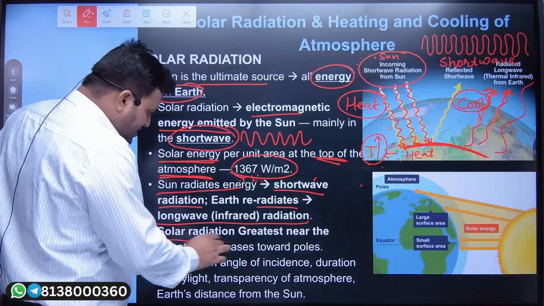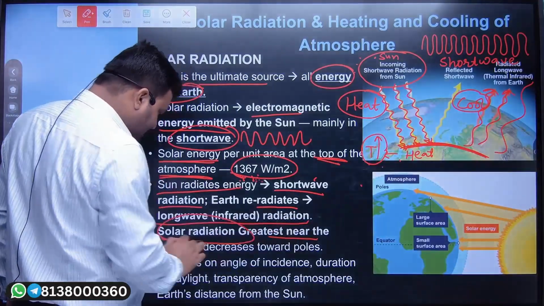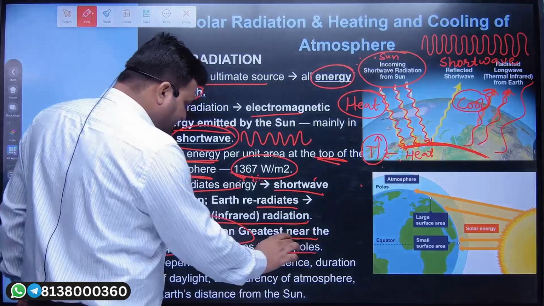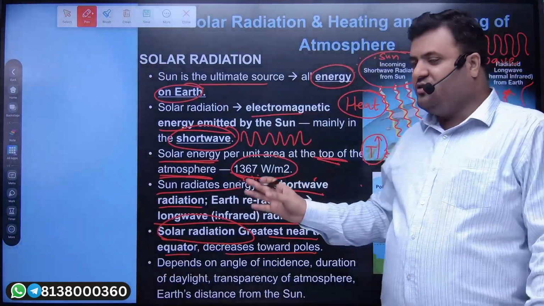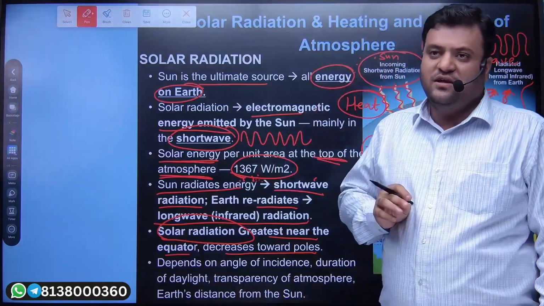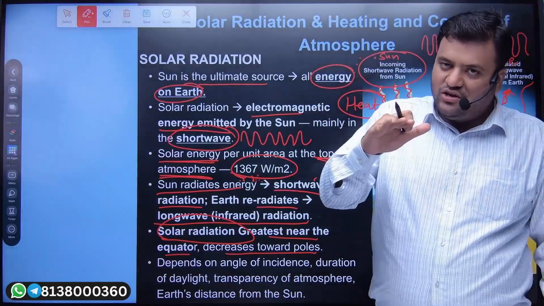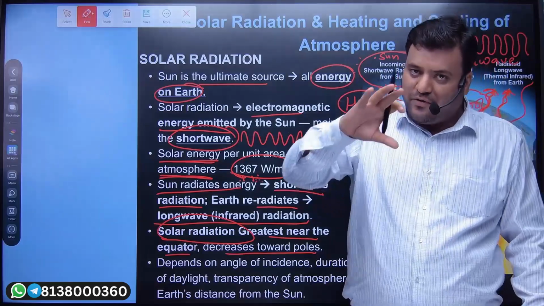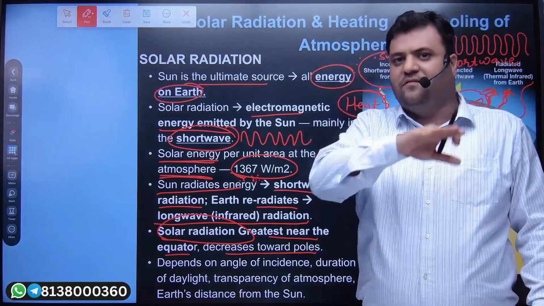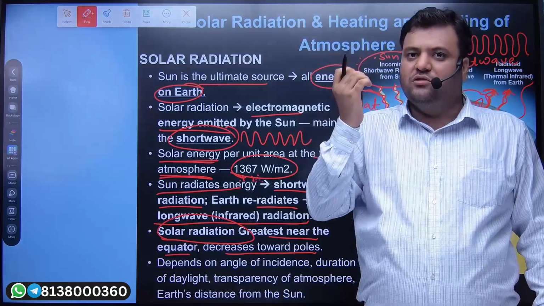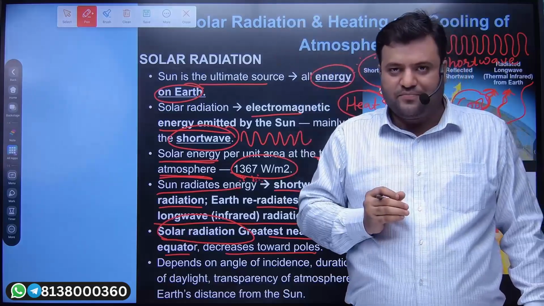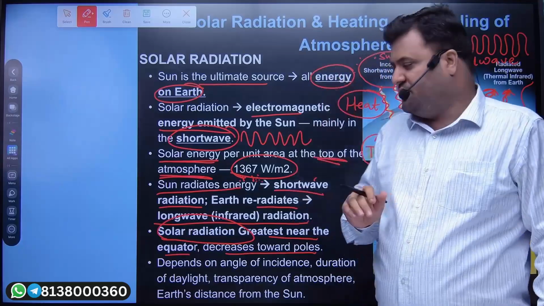So solar radiation, remember, is greatest near the equator and it decreases towards the poles. I hope you remember from the very first class I took, it's because of the angle of insolation with respect to the latitude, because of the curvature of our earth. Different latitudes receive different angles of insolation at different points of time. The very first class I told you.